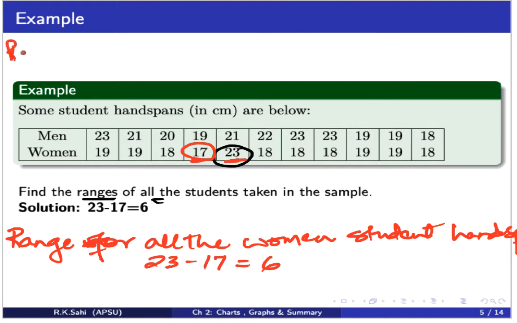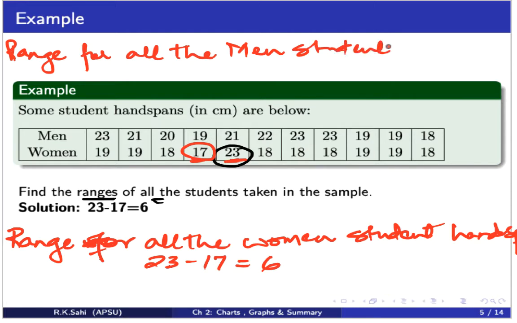Now let's look at the range for all the men students' hand spans. So we look at the top row. The highest is again 23, but what is the lowest? 18. So the range for all the men student hand spans is 23 minus 18, which is 5. Okay.